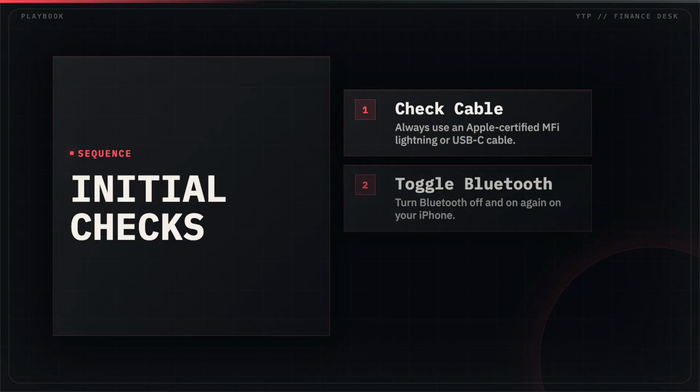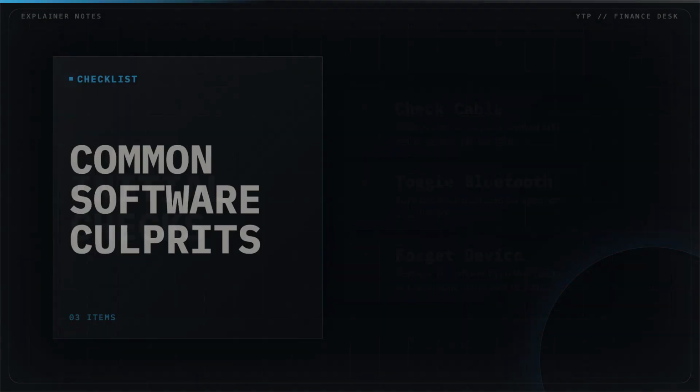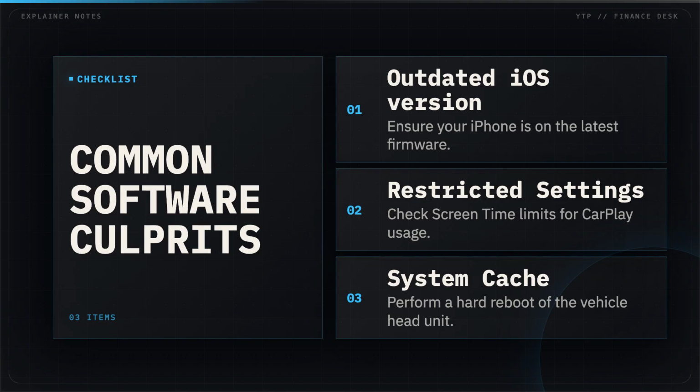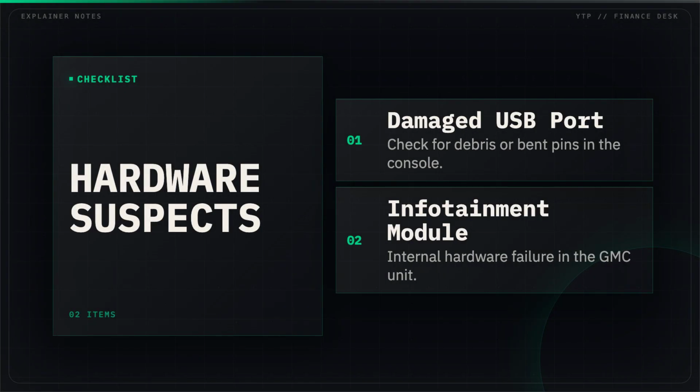Start by swapping your USB cable for a certified one and clearing the paired device list in your infotainment settings. Often, an outdated iOS version or a hidden screen time restriction is silently blocking the connection. If software tweaks fail, inspect your USB ports for physical debris that might prevent a solid data connection.